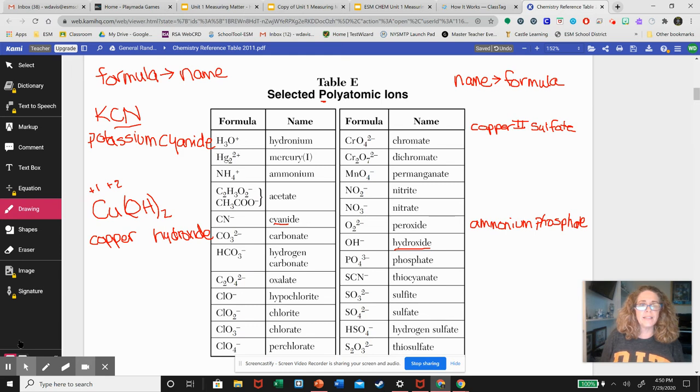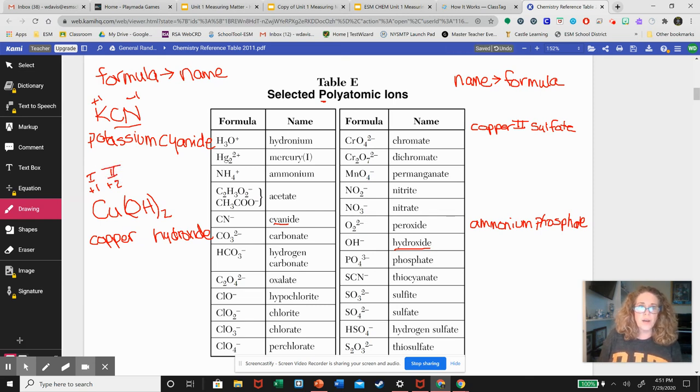So in KCN, potassium can only be +1 and cyanide can only be -1. So I don't need any other identifying information about potassium or cyanide. But in copper's case, copper can be +1 or +2. I have to give it some way of giving it more meaning. So I need to use a Roman numeral. And if this copper is a +1, I use a Roman numeral 1. If the copper is a +2, I'm going to give it a Roman numeral 2.